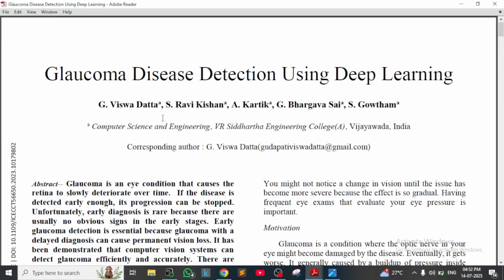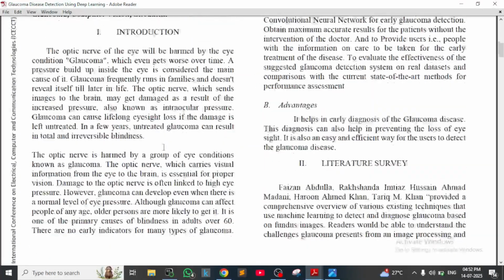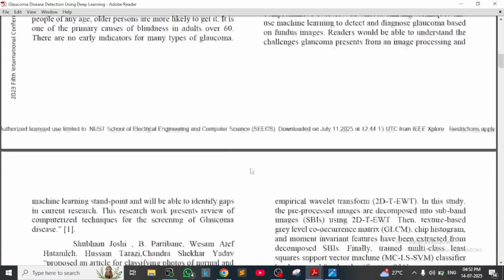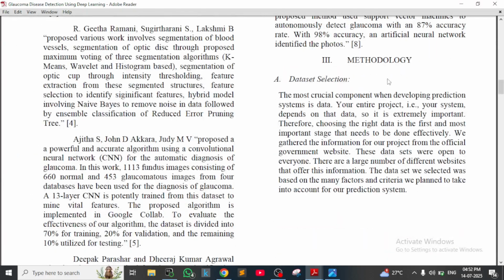This is glaucoma disease detection using deep learning by G. Vishwadatta, S. Ravikishan, A. Karthik, G. Bhargava Sai, S. Gautam. Okay. Inside this, they give an introduction, literature survey, and methodology.